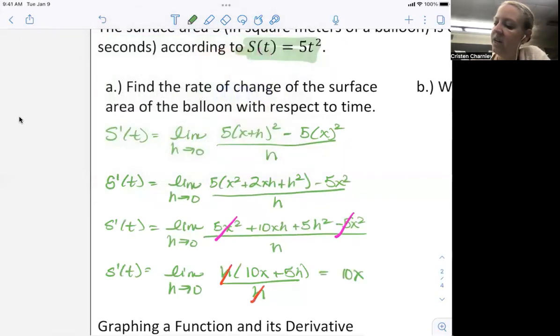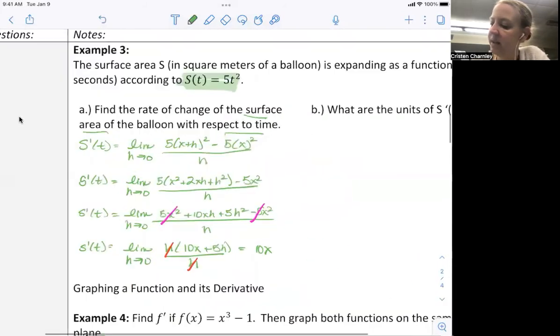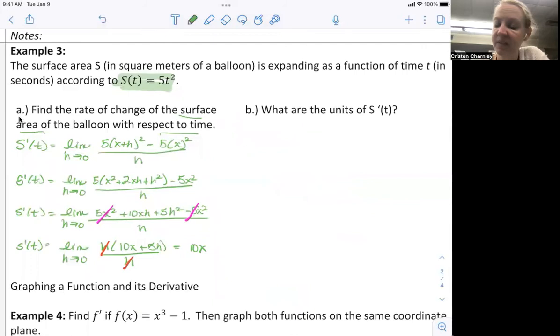So find the rate of change of the surface area of the balloon with respect to time. So surface area with respect to time, which is important for part B. What are the units of s prime of t? Think of the fraction. We have the top and the bottom. What are we in? Square meters. So it's in meters squared per second.